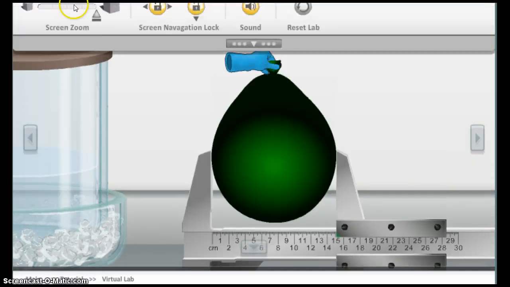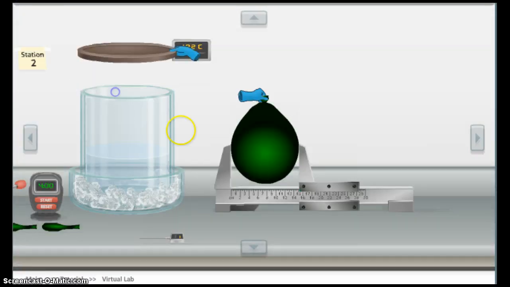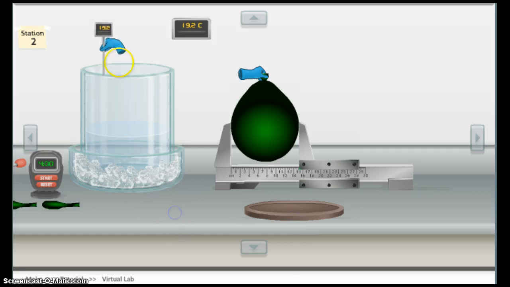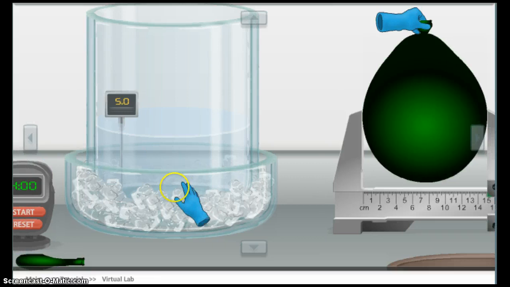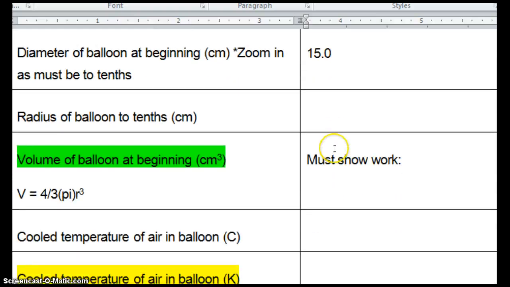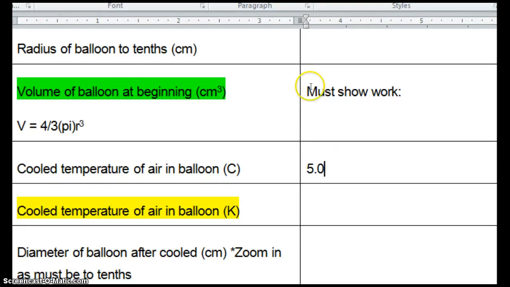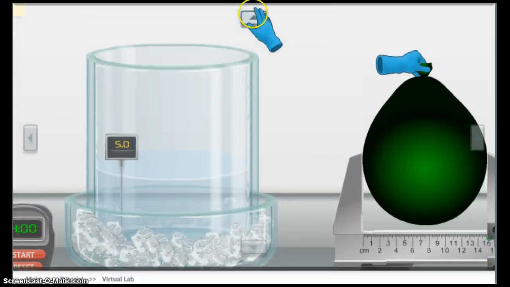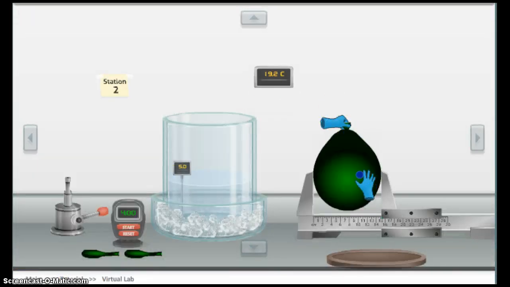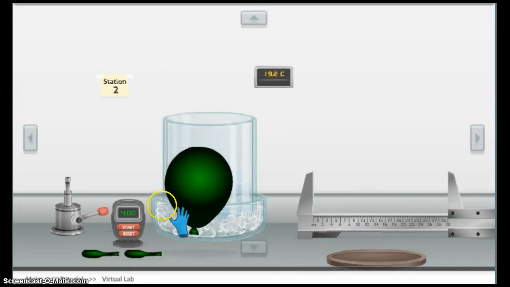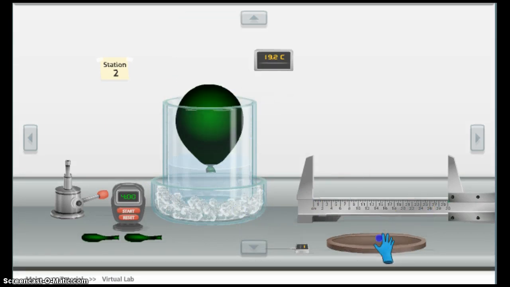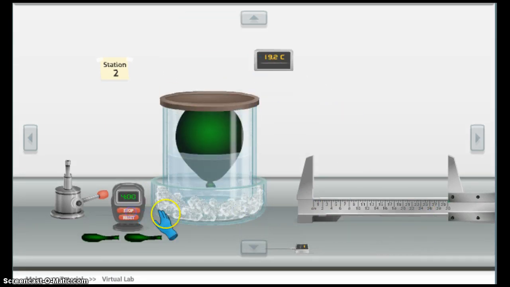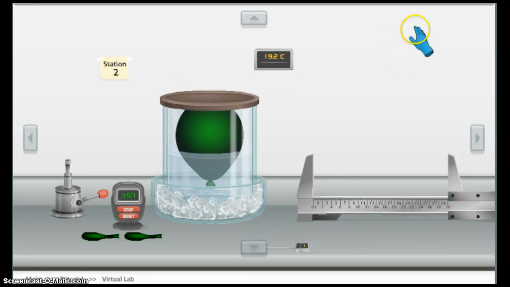All right, so now we've got to get the temperature inside the container so we know how cold it is. And what's the temperature of our water in this case? It is 5.0 degrees Celsius. I take the thermometer out first. We're going to go ahead and put that in. And what do you think is going to happen to the size of the balloon this time? All right, so let's let it cool down for 4 minutes.